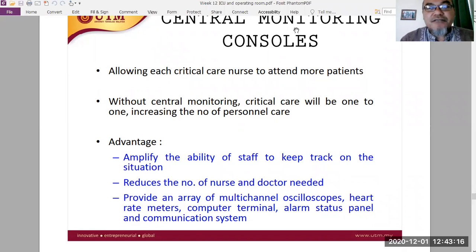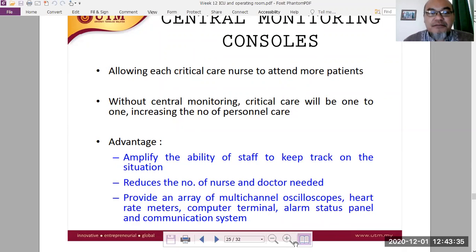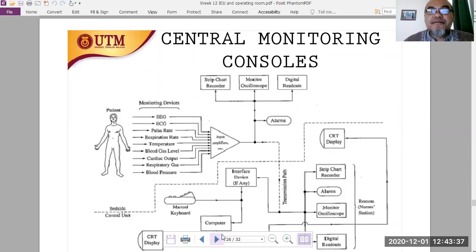So the advantage of a central monitoring console is to amplify the ability of staff to keep track of the situation and reduce the number of nurses and doctors needed. It provides an array of multi-channel oscilloscopes, heart rate meters, computer terminals, an alarm status panel, and a communication system. Like this, this is the central monitoring console for one single patient.